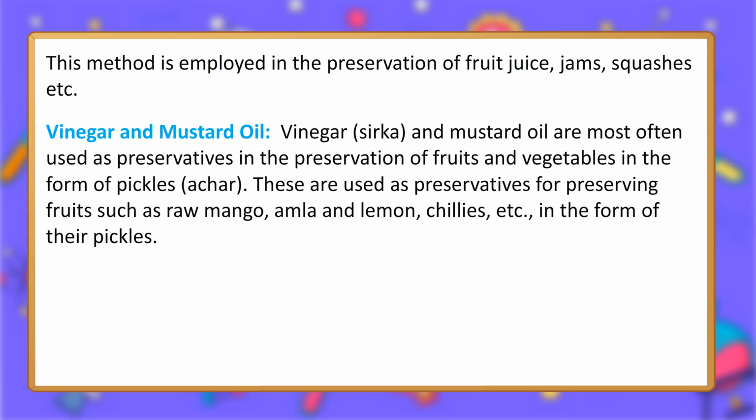Vinegar and mustard oil. Vinegar, sirka, and mustard oil are most often used as preservatives in the preservation of fruits and vegetables in the form of pickles, achar. These are used as preservatives for preserving fruits such as raw mango, amla and lemon, chilies, etc., in the form of their pickles.